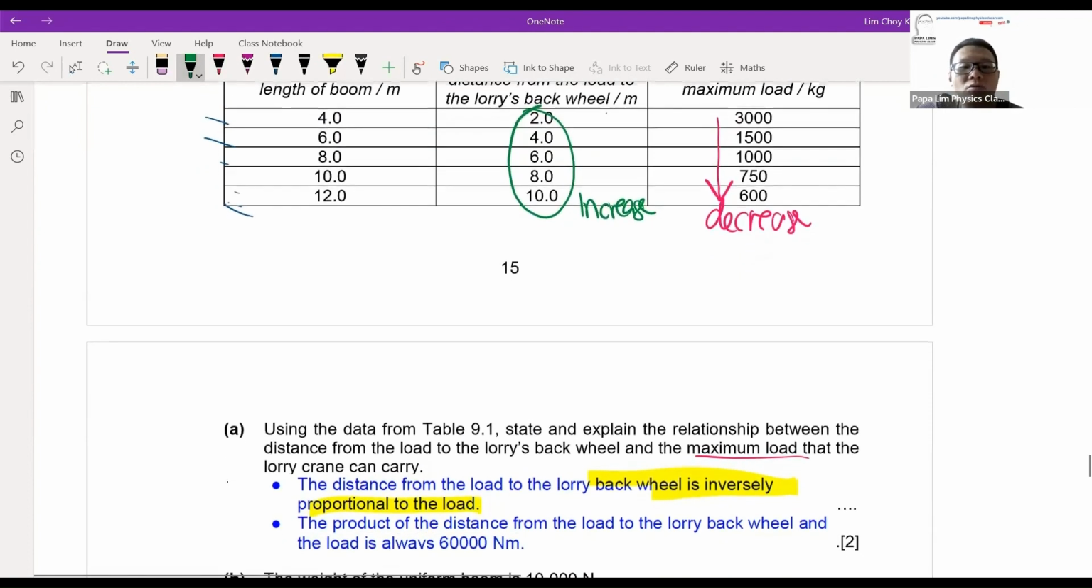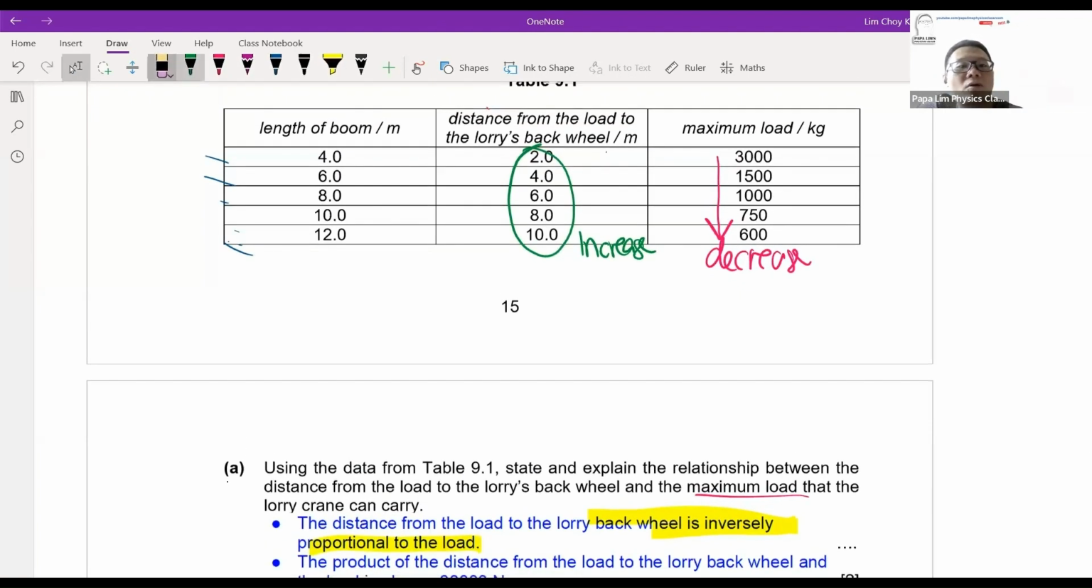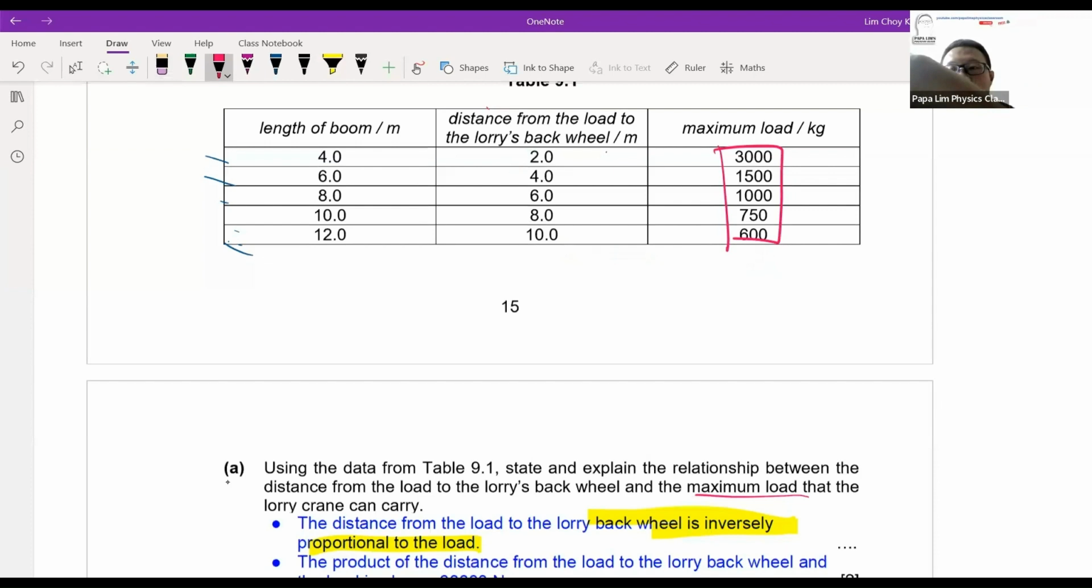Okay, the distance and loads. For example, if I convert this table to Newton, which means I convert it to Newton, it will be mass times G, mass times gravitational acceleration, your gravitational field strength, which is 10. So this will be 330,000 Newton.